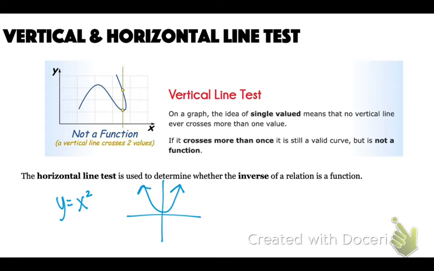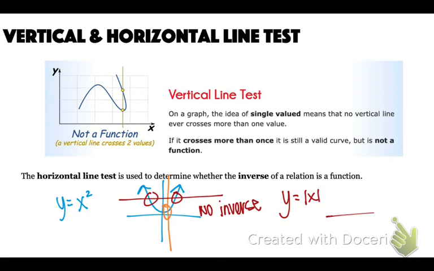If I do the vertical line test here, definitely a function. It only crosses once. But if I do the horizontal line test, it hits at those 2 points. So that means there is no inverse here. That would be the same for the absolute value of x. If I had y equals absolute value of x, that graph looks like this. That will not pass that test.